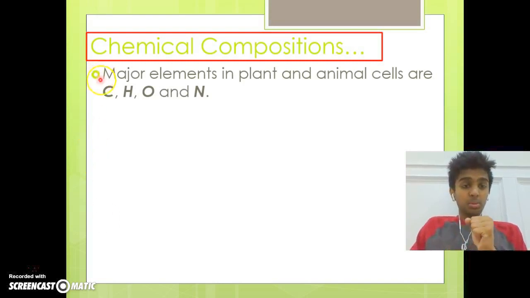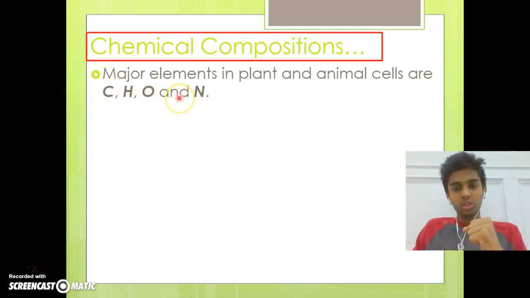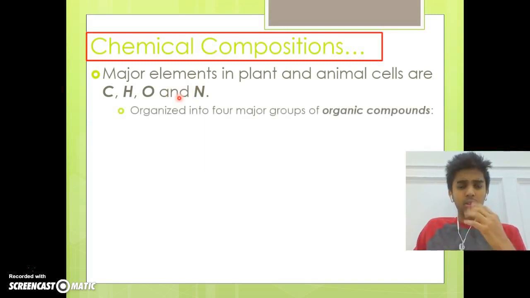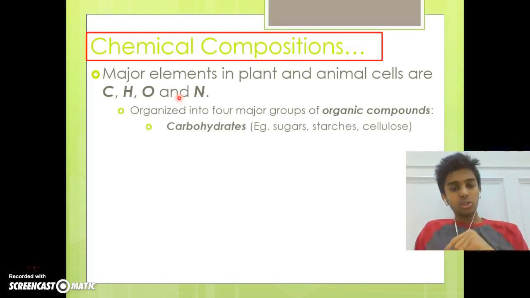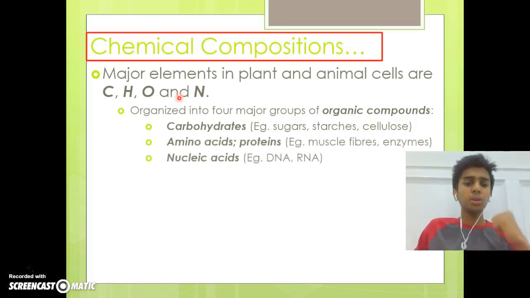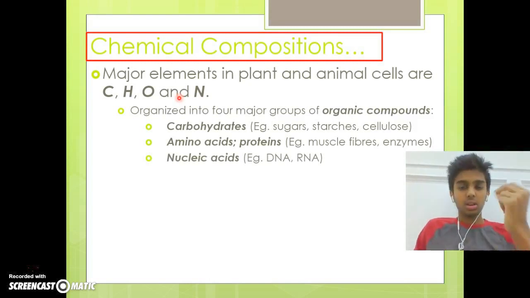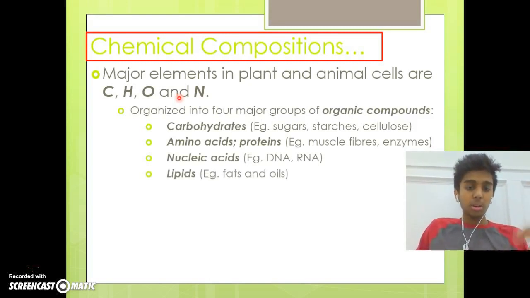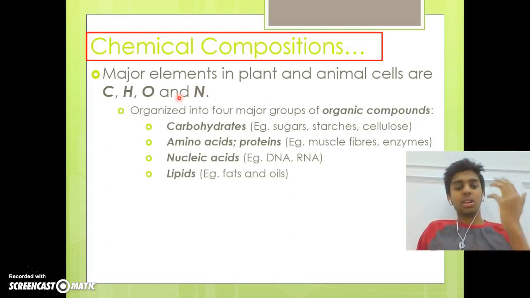There has to be carbon, hydrogen, oxygen, and nitrogen in every single cell. They're organized into four major groups of organic compounds: the carbohydrates, which are the sugars, the starches, and the cellulose. There's also the amino acids and the proteins, which are your muscles, nucleic acids, DNA, RNA, etc., and your lipids, which are your fats, like the hair and the oils.